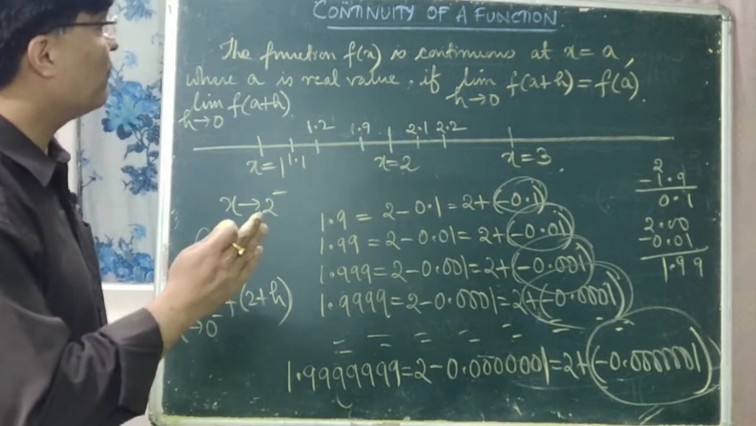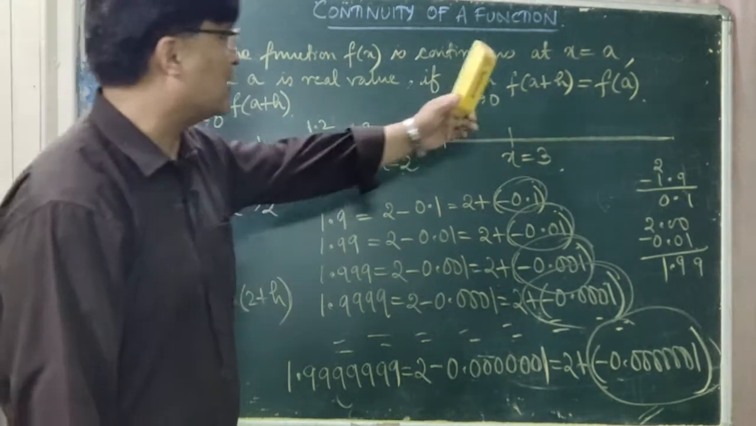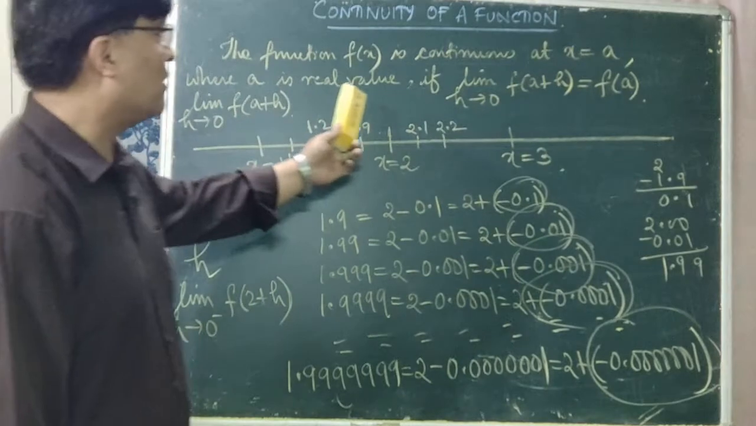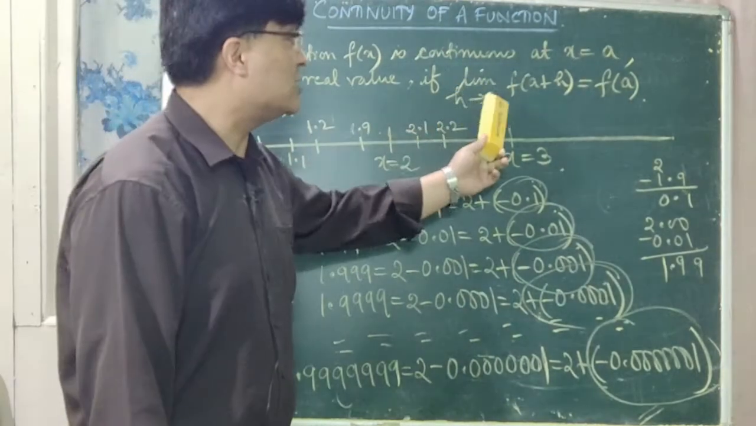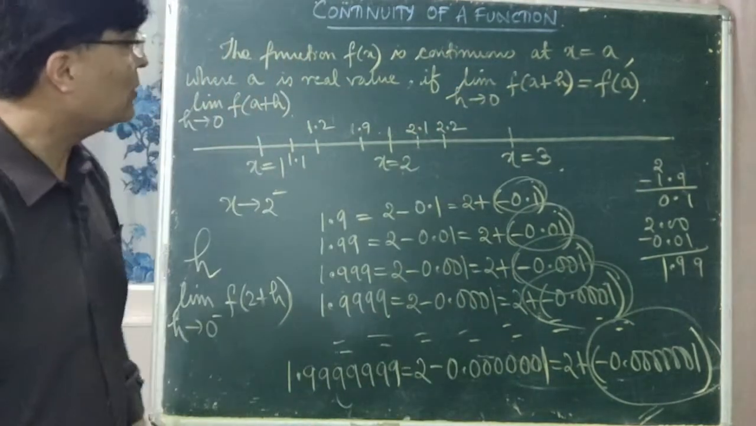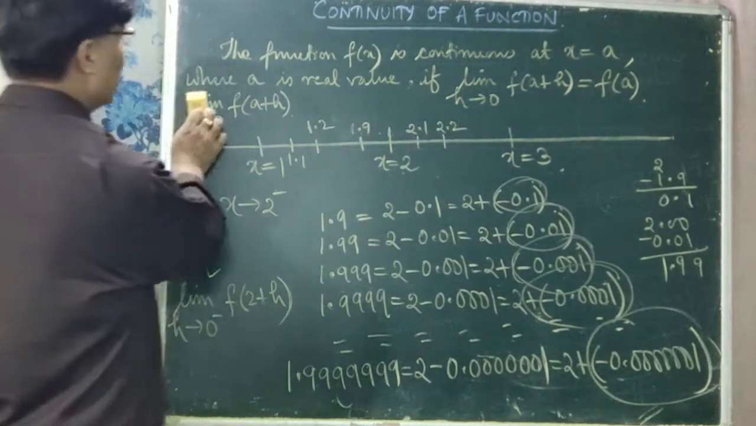The function f of x is said to be continuous at x is equal to a, where a is a real value if limit h tends to 0 f of a plus h is equal to f of a. Is that clear now?